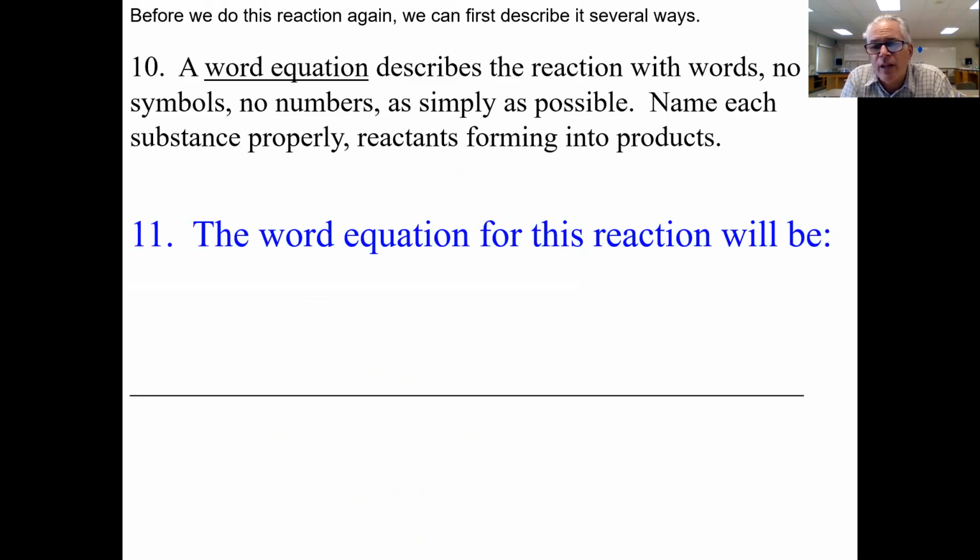Now, before we do this, we got to be able to write a few things. We're going to write the word equation, which is going to describe in words what's going on. And then we got to write the chemical equation. We're going to actually balance the chemical equation soon. Now, the word equation, for what we're going to do, we're going to combine the hydrogen, which is an element, with oxygen in the air.